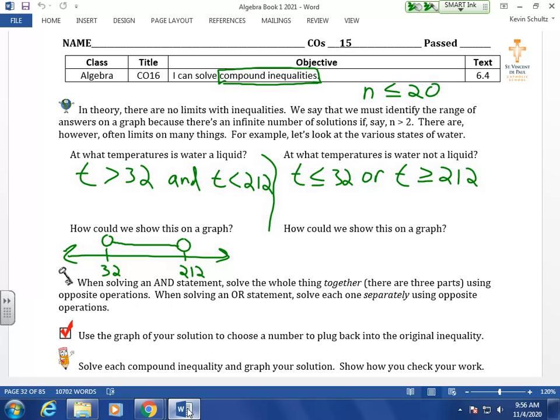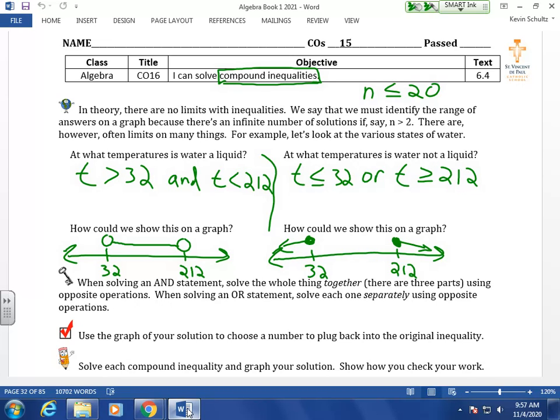Okay, this graph, we're still using 32 and 212 as our reference points. This time, because 32 and 212 are included, we're going to have closed circles. And from 32, we're going to the left. And from 212, we're going to the right.